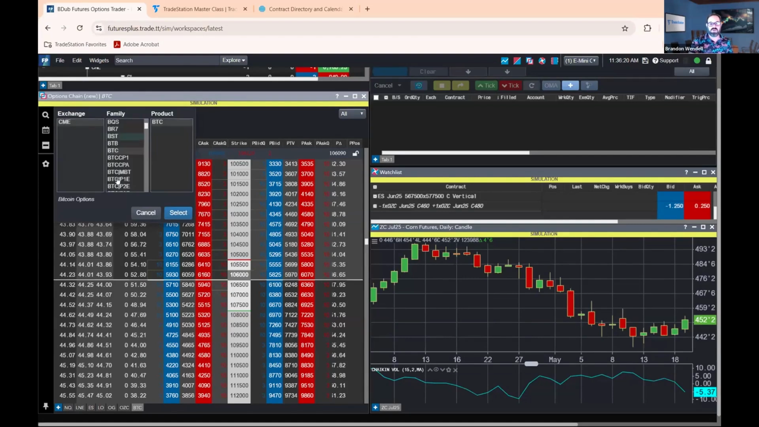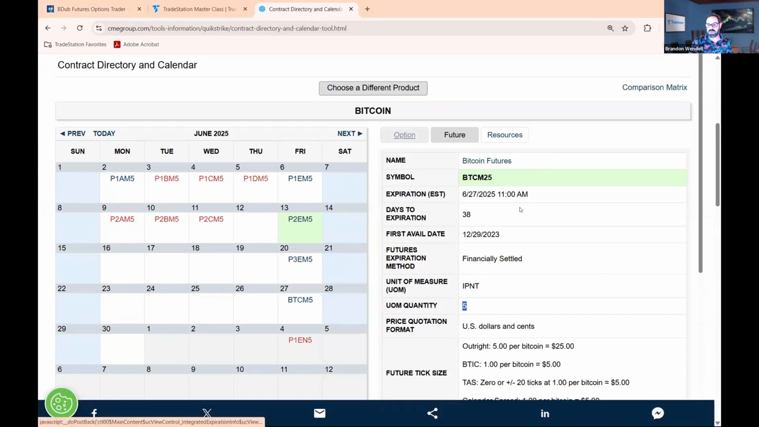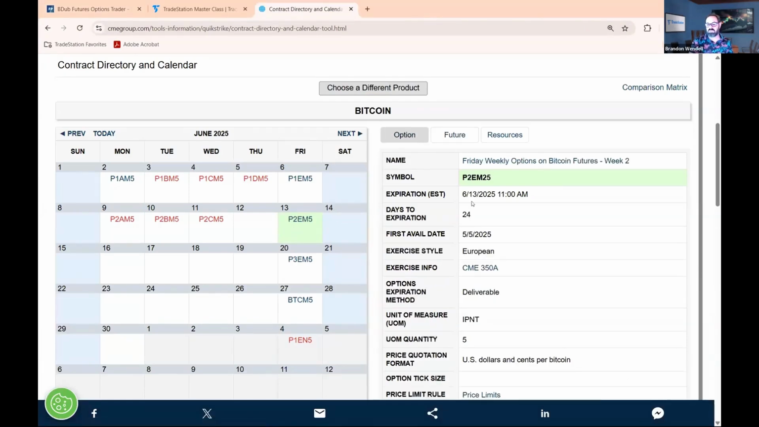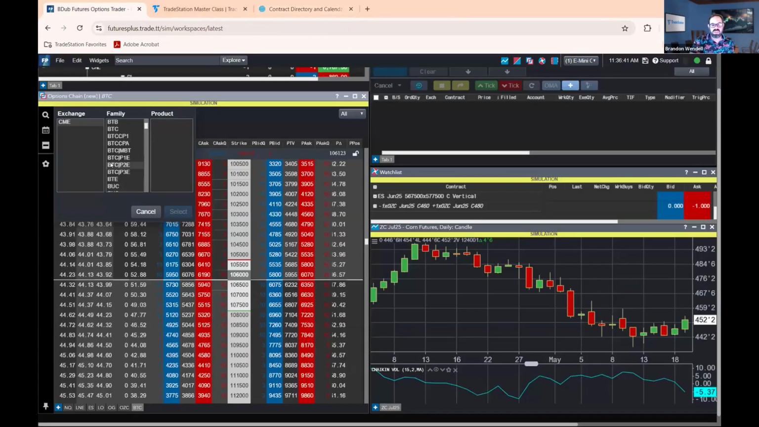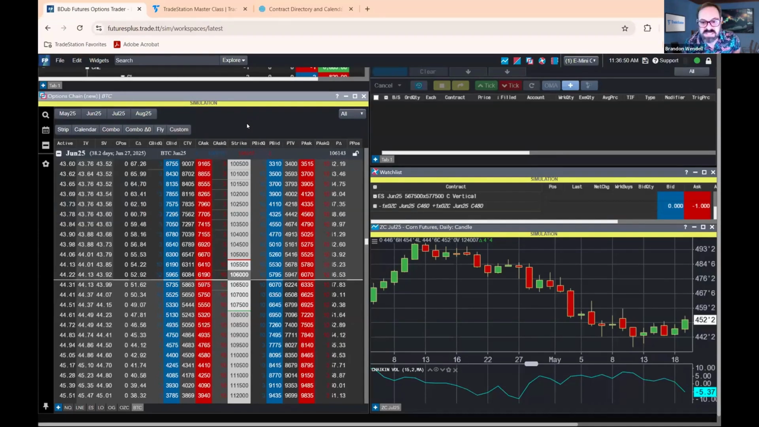If I want to look it up, I can actually do that by, instead of going BTC right here, you can see I have P1, PA. I can actually look up. There it is. We were looking at P2E, right? Let me go back to the option. The second week on a Friday, that's P2E M25 right there. So if I go to my quotes, if I really want to look at that specific one, there it is, BTC P2E. I would click on that and I would load up the chain. But I'm just going to use these ones because it's easy.